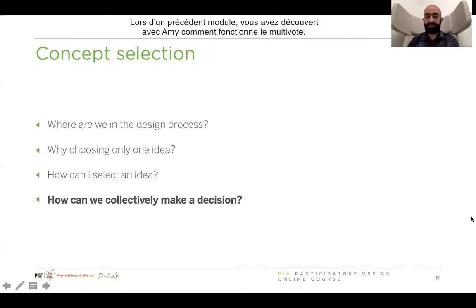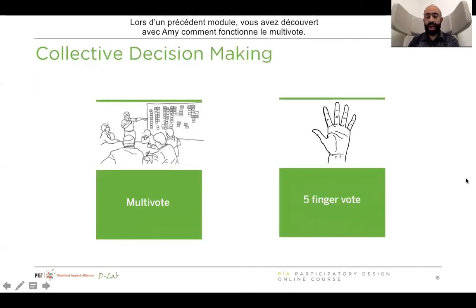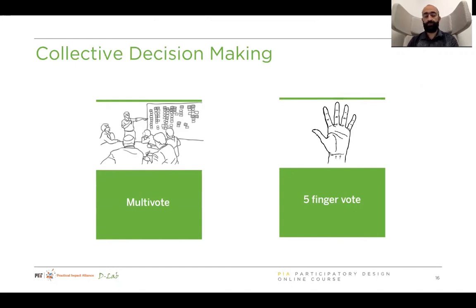So in a previous session, you saw with Amy how multivote works. And this is a technique that you can also apply here if, after going through queue chart or hierarchical process or speed ideating, you find yourself with 2 or 3 concepts that you're not being able to decide from. So you can apply multivote in this scenario too.